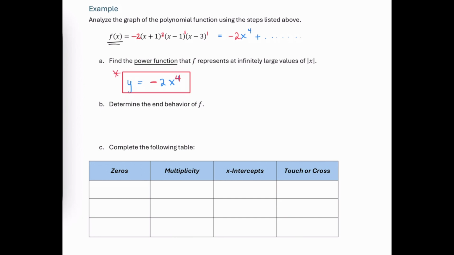So our function f of x is going to be similar in behavior to this power function. And since the power function has an even degree and a negative leading coefficient, it means that our function f will also be opening down on the left and down on the right.